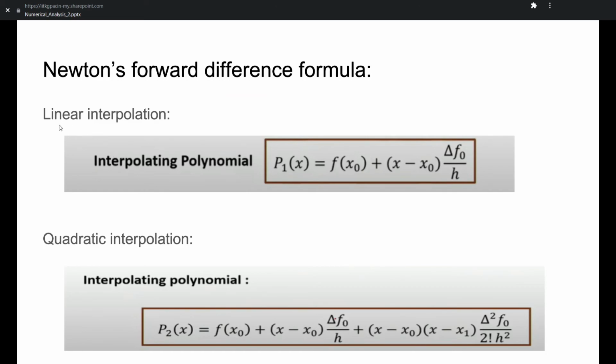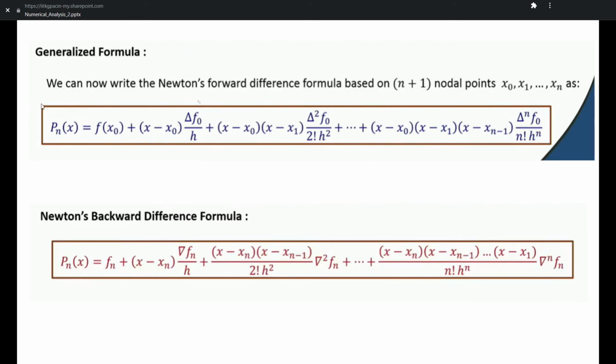This is for the case of linear interpolation when we have two data points, x0 and x1. This is the formula, and the value delta f0 we can find from the forward difference table. Then we have the quadratic interpolation formula, and we can get these values from the forward difference table. We have three data points here, x0, x1 and x2. This is the generalized formula for Newton's forward difference formula based on n plus 1 data points, and we can get these values from the forward difference table. And this is the generalized formula for Newton's backward difference formula, where we can get these values from the backward difference table.